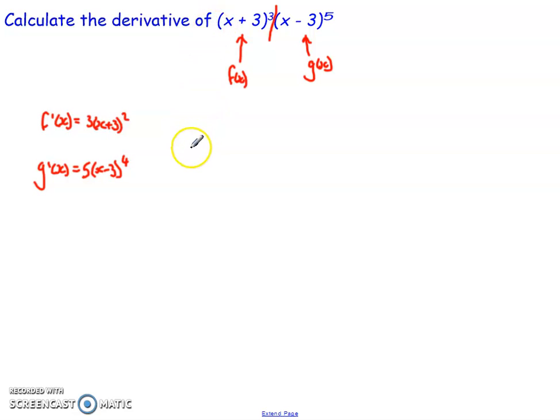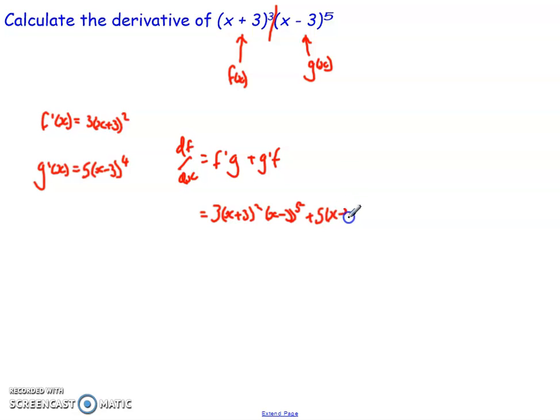So what I can do is, if I know that's the original function, then df by dx is going to equal my f dashed g plus my g dashed f. So again, I'm going to use the shorthand just to show you it means the same thing. Then plug in the two parts, so my f dashed is this bit here. So I get 3(x + 3)^2 times my g, the (x - 3)^5. I then get plus the g dashed f, so plus 5(x - 3)^4. Then it's times the (x + 3)^3.